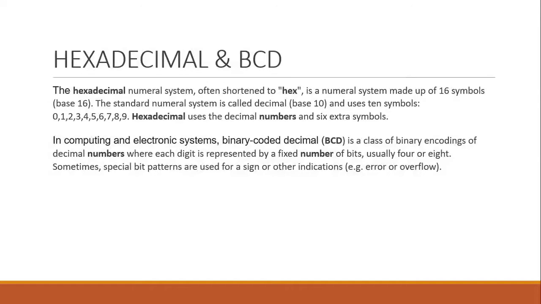In computing and electronic systems, binary coded decimal or BCD is a class of binary encodings of decimal numbers where each digit is represented by a fixed number of bits, usually 4 or 8. Sometimes special bit patterns are used for a sign or to indicate an error or overflow.